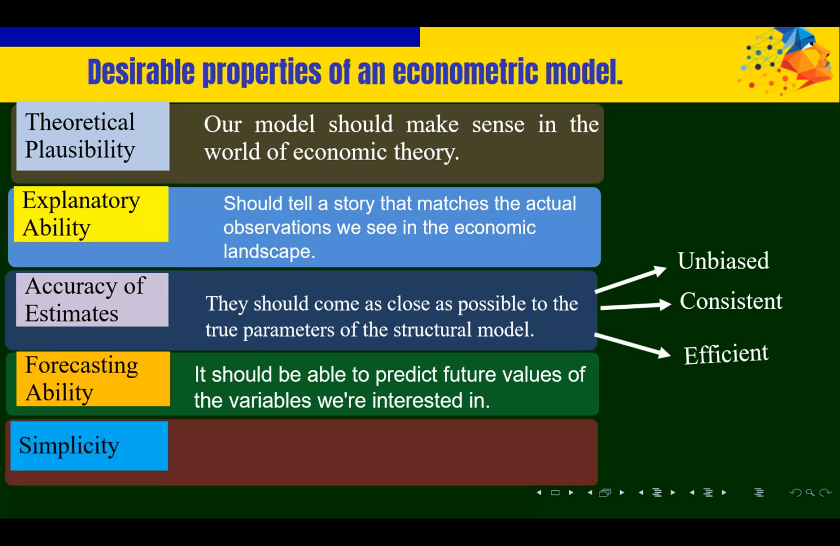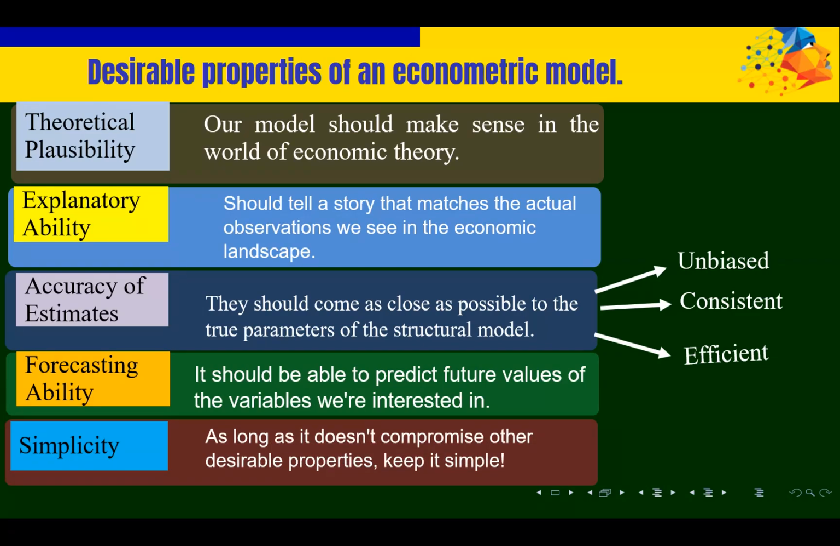5. Simplicity. Keep it simple. A good model represents economic relationships with the least complexity. The fewer equations and the simpler their mathematical form, the better, as long as it doesn't compromise other desirable properties. It's like saying, less is more, in the world of econometrics.